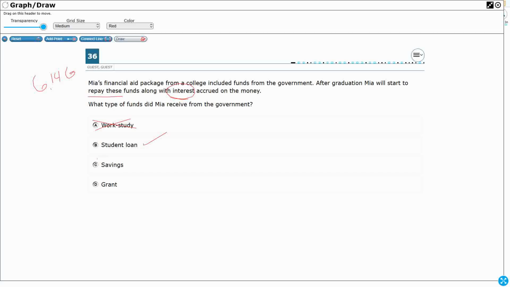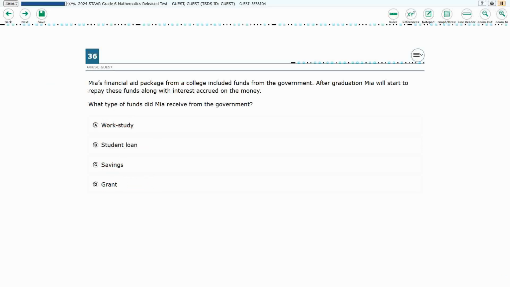Savings is money that you've saved, so it's yours. A grant is basically free money. They just give you money. You don't have to pay it back. So this is just recognition. Our answer here is B.